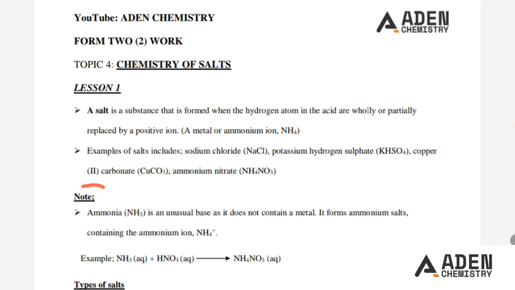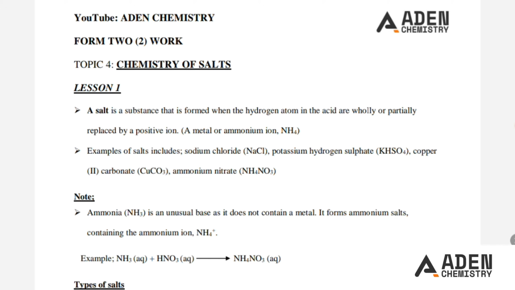Next, we have a note. Ammonia, which is written NH3, is an unusual base as it does not contain a metal. Remember, when we talked about bases, we said oxides and hydroxides are bases. So that means we also have ammonia, which is an unusual base as it does not contain a metal. It forms ammonium salts containing the ammonium ion, written NH4 plus, which is the positively charged radical.